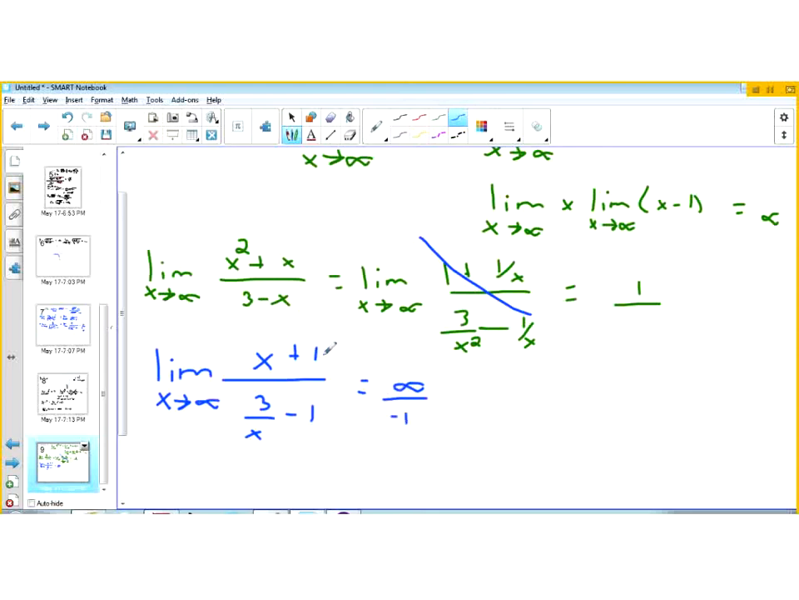Because 1 is inconsequential for large values of x, and by the theorem that goes to 0, so we're left with negative infinity as the limit. Okay, so that was kind of a tricky problem there.